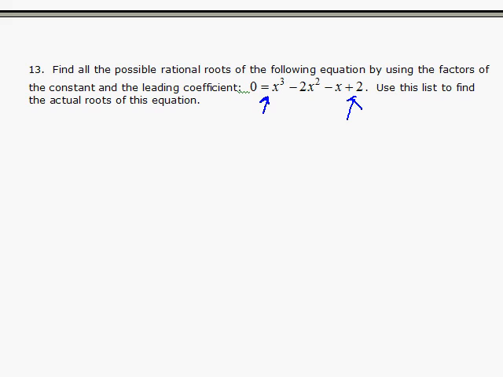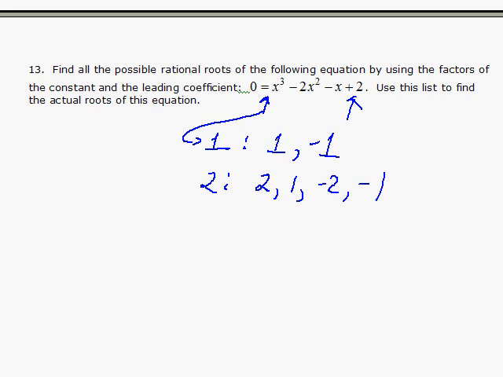So the idea here, although it seems mathematically wrong, would be to look at the leading term. It's 1. All the factors of 1 are going to be 1 itself and minus 1. You just list them, because 1 times 1 would give you 1, and 1 times minus 1. Now that looks like it's wrong, but it's one of the factors. Now we'll look at the constant, which is 2, and write down all the factors. There's going to be a 2, and a 1, and a minus 2, and a minus 1. Okay, that's all the factors for that.